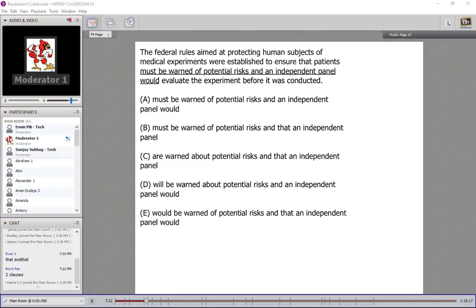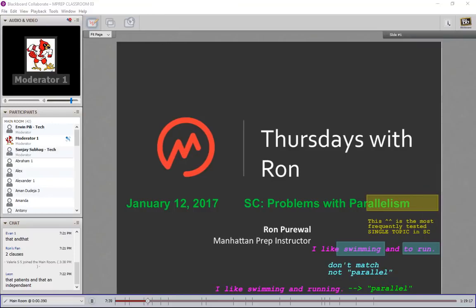What we don't want to do here is start tossing around grammar terms like clauses and stuff. Yeah, patients have to be warned about stuff, and a panel has to evaluate the experiment. If we go back to this little example here, people who are using words like clauses and stuff, you really don't want to do that with parallel structure. Because these pink sentences here, honestly, you would have understood these sentences when you were like 8 years old. You totally would have.